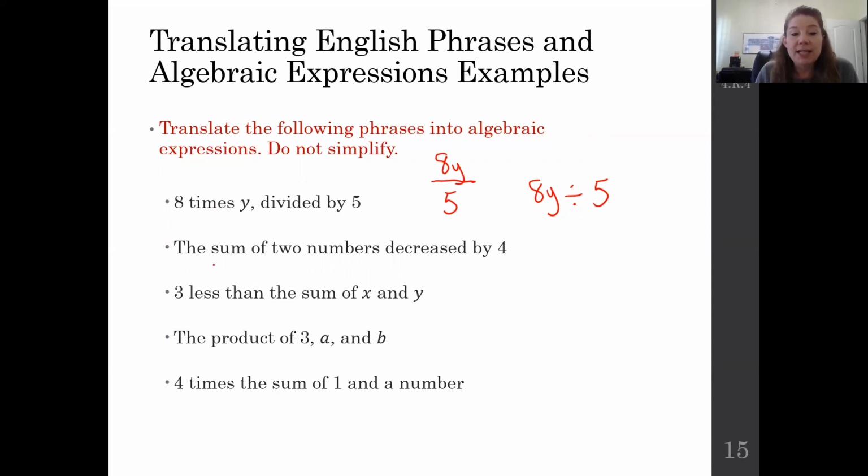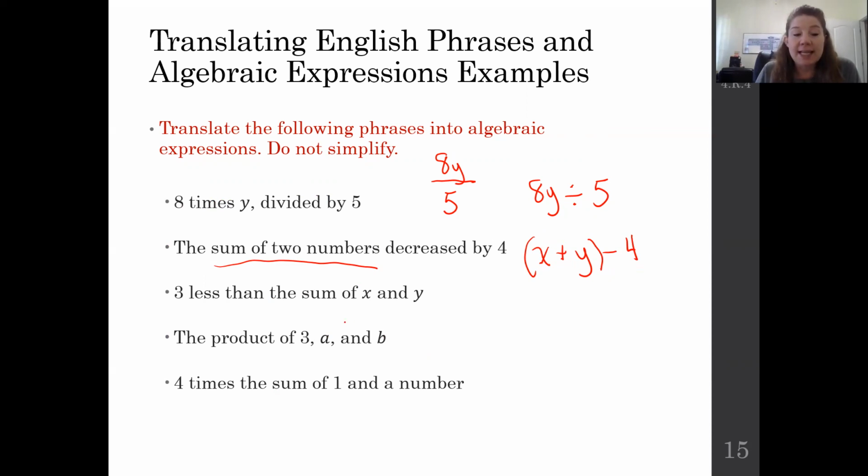The sum of 2 numbers decreased by 4. So first thing we look at is the sum of 2 numbers, and then that decreased by 4. You could have parentheses there, or you don't have to, because of order of operations, you do everything in order from left to right when it's addition and subtraction.